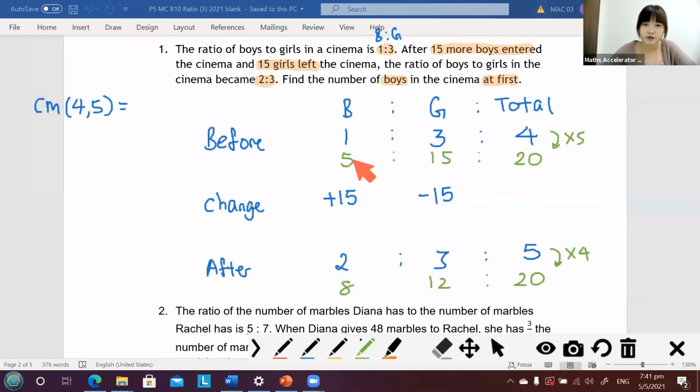So now you have 5 to 8 units. 5 to 8 units, how many units do you add in between? Here's 20 here. Yep, Shivani, correct. 5 to 8, you add 3 units. Yes, Kenny, that's correct. 3 units. Now let's check, is it the same for the girls? 15 units to 12 units. We subtracted also 3 units. So this tells you that 3 units will be 15.